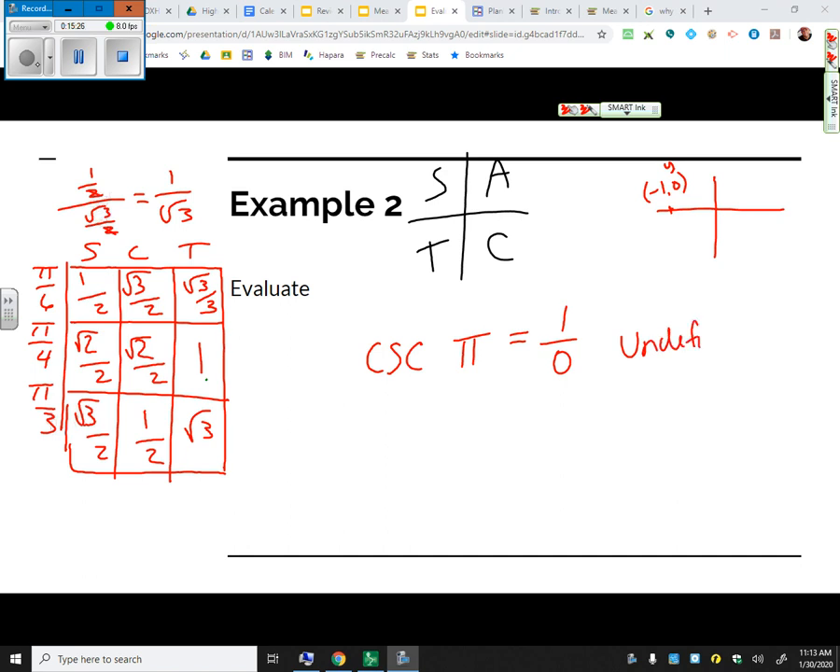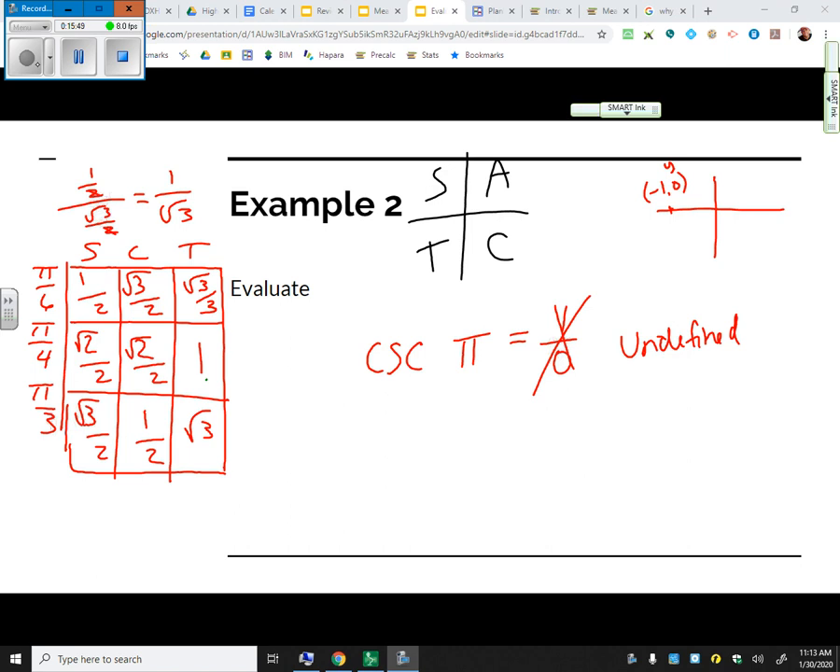Undefined. Just undefined. Can't divide by 0 yet. We will next year. So getting undefined on some of these is going to happen. 1, 0, and undefined on those. I'll let you play with those in your practice problem.